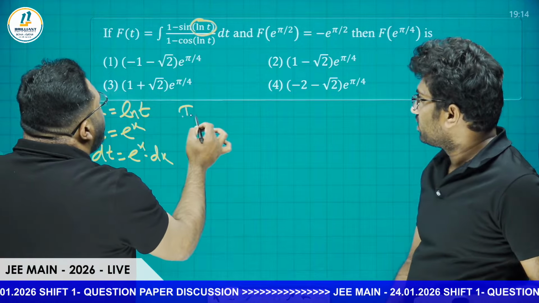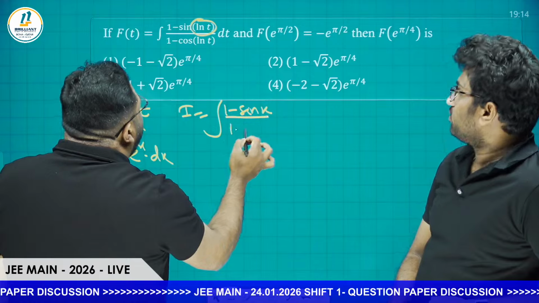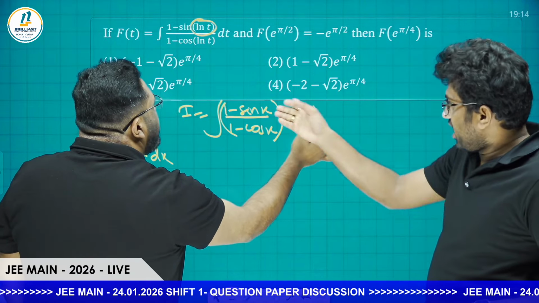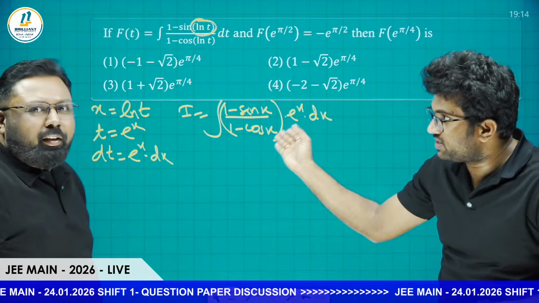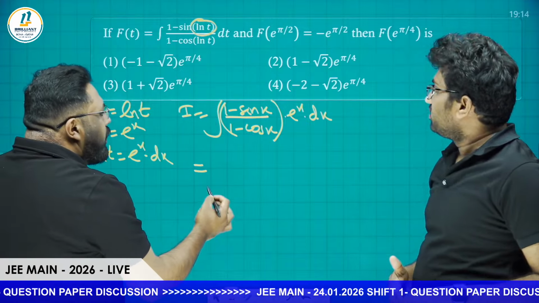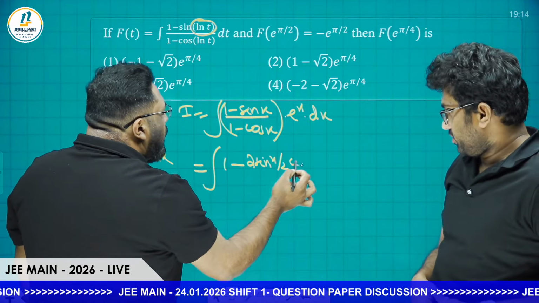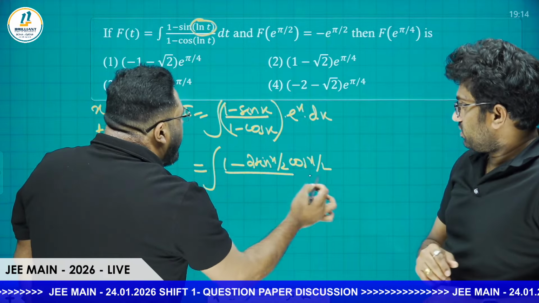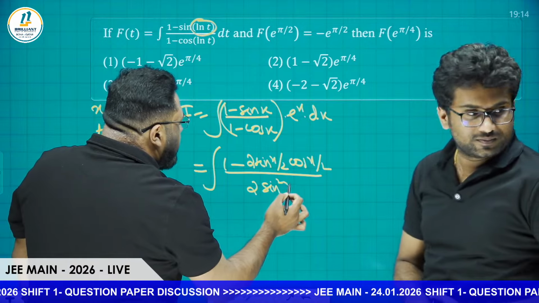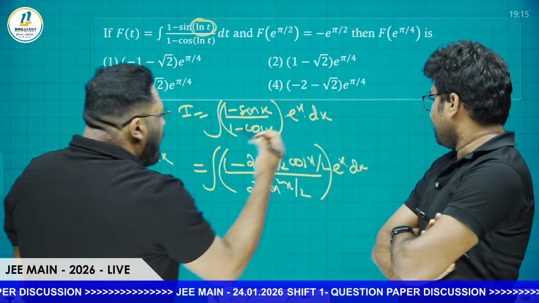You will get your integral as (1 minus sin x) by (1 minus cos x) into e power x dx. This is a standard integral which we have in our CBSE also, a straightforward textbook question. Once you use your results of 2 sin x by 2 cos x by 2 divided by 2 sin square x by 2, into e raised to x into dx.